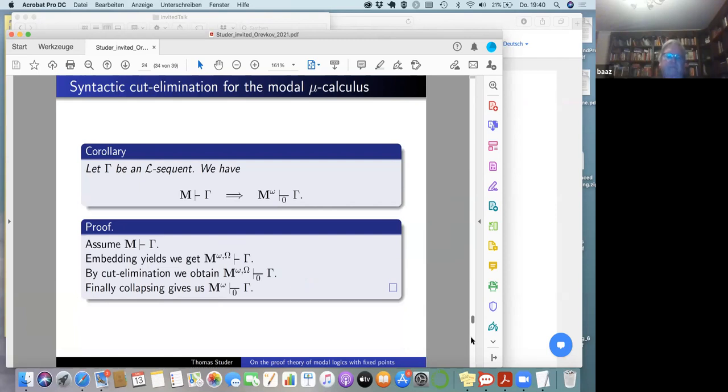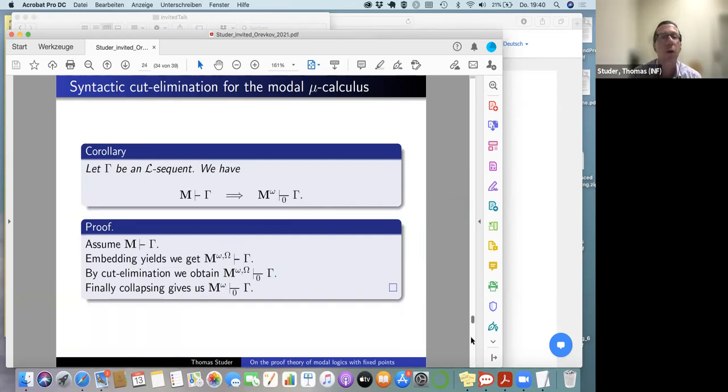Like this, we get the syntactic cut elimination procedure now for the mu calculus. So we assume we have a derivation of gamma in our system with cut. We embed it into our system with the big omega rule. We can do cut elimination there, which is straightforward. And then we use collapsing to get rid of the big omega rules, and we get a cut-free proof using just the ordinary omega rule. So this is how we can do cut elimination. But also here you see the additional complexity.